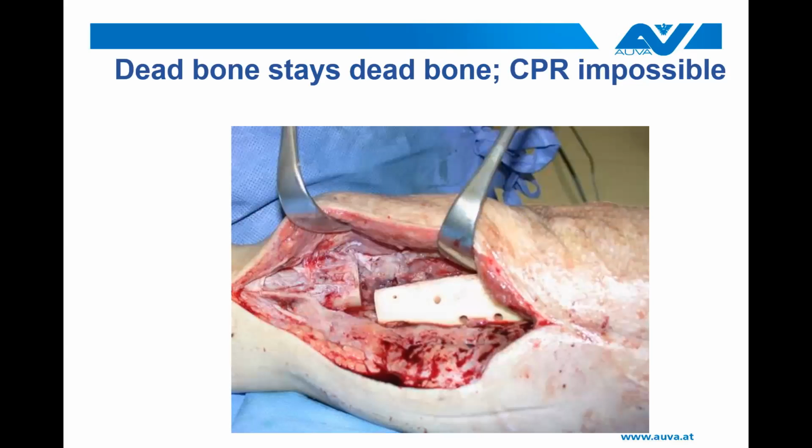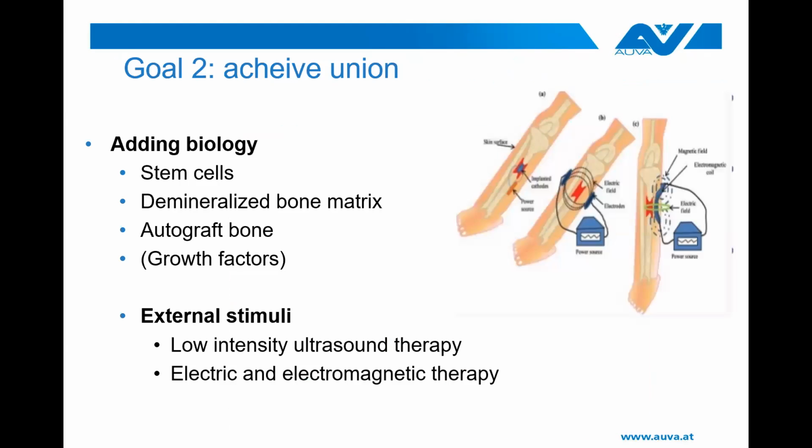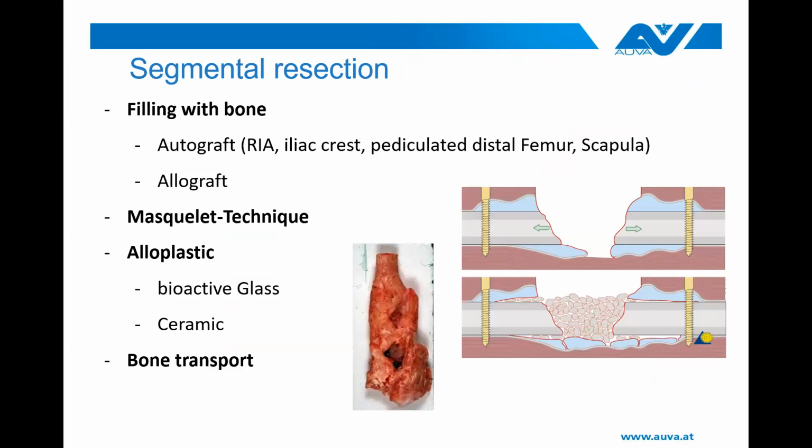So you cannot do a kind of reanimation here. You just have to remove this bone because it's dead. To achieve the union, we have to activate the body. We have to activate the cells, and we have external stimuli like ultrasound therapy or some electromagnetic therapy. But to be honest, if we remove the dead bone, allograft or even autograft are the best techniques we have.